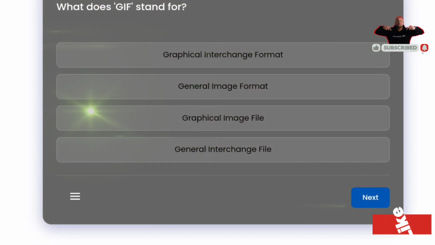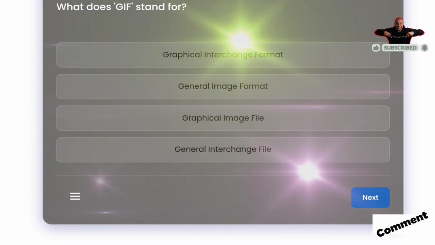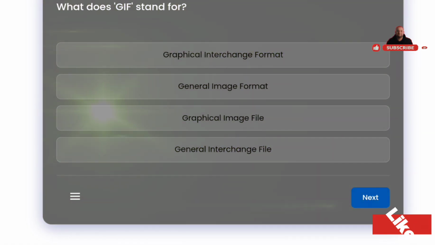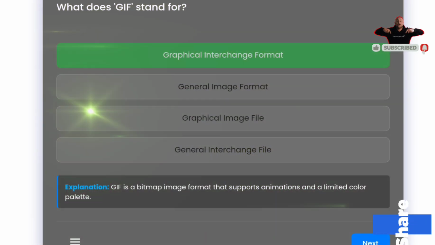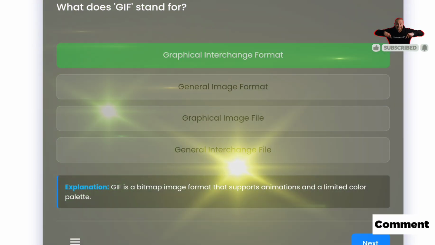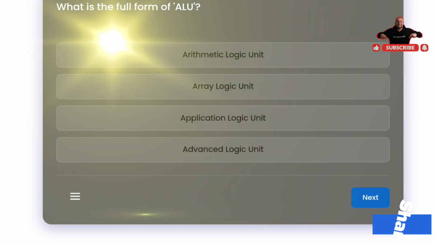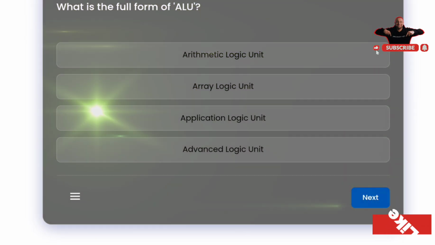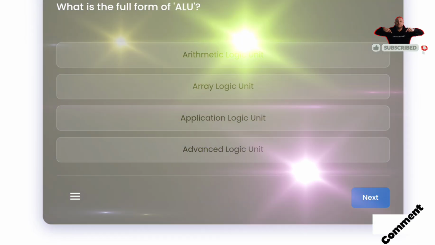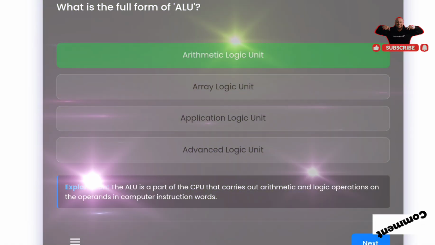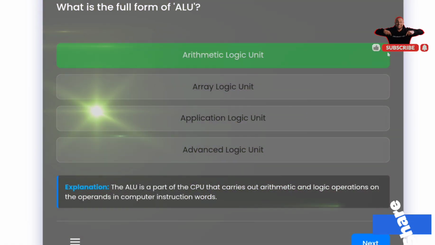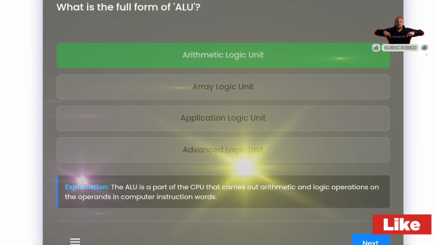What does GIF stand for? GIF का मतलब क्या होता है? The first one, graphical interchange format. Okay. Next question: what is the full form of ALU? That is arithmetic logic unit. Arithmetic logic unit, ALU.